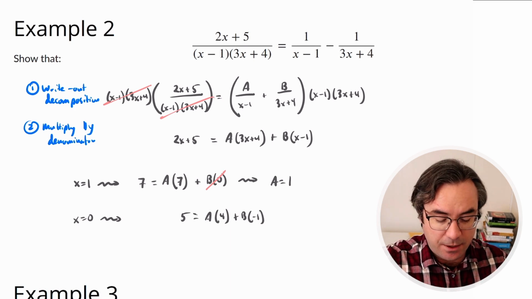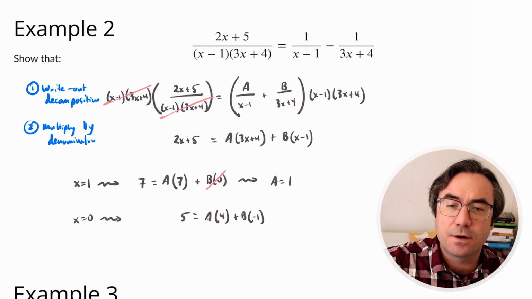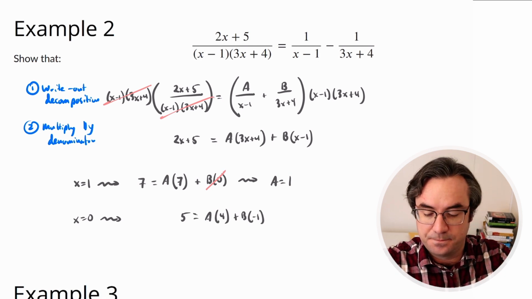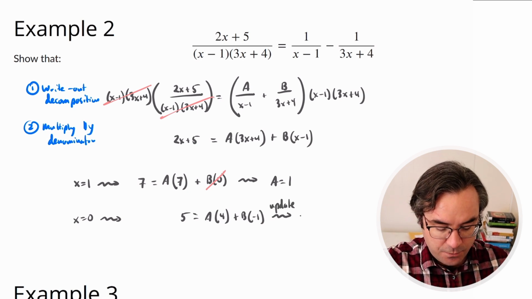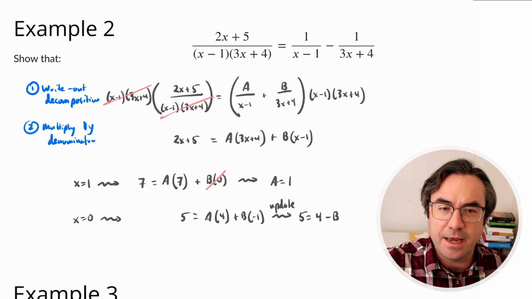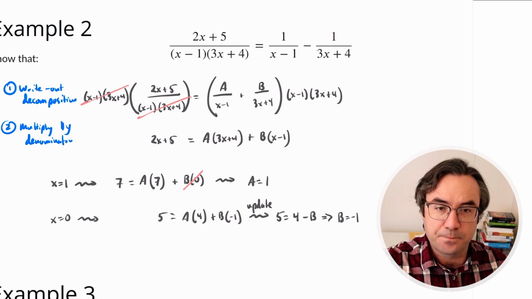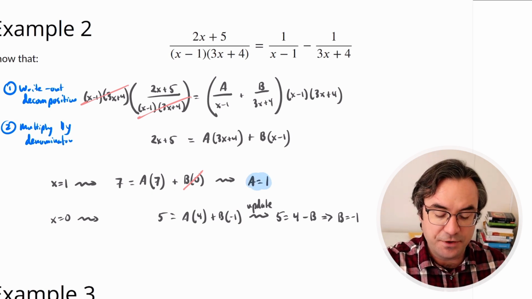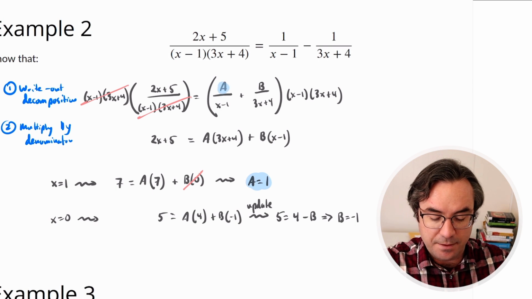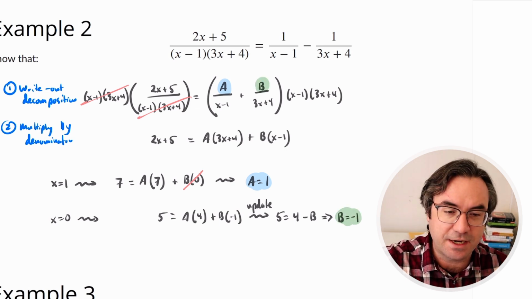And because we already know what a is, we can update our result here and then just solve it for b. So if we make our update, we get 5 is equal to 4 minus b. And if we solve that for b, we get b is equal to negative 1. And there we go. We've got our a coefficient, which we'll put into our first fraction there, and then we've got our b coefficient, which we'll put into our second fraction.